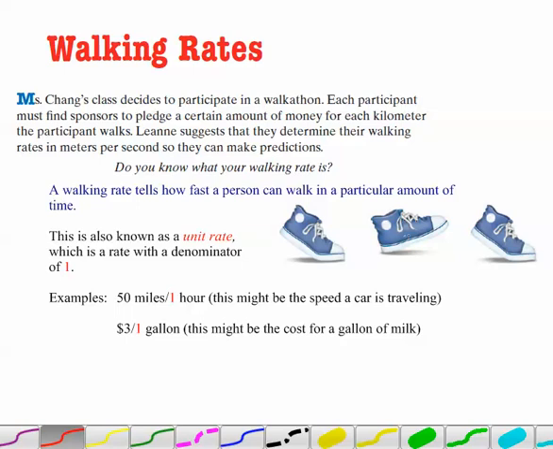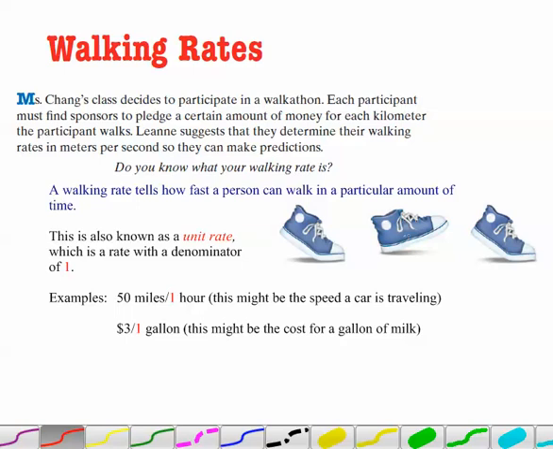And one of the students, Leanne, suggests that they determine their walking rates in meters per second. So maybe they can make predictions about who's the fastest walker or who might raise more money in a given amount of time. That walking rate is going to tell us how fast a person can walk in a particular amount of time.